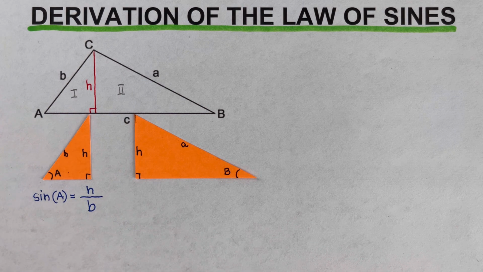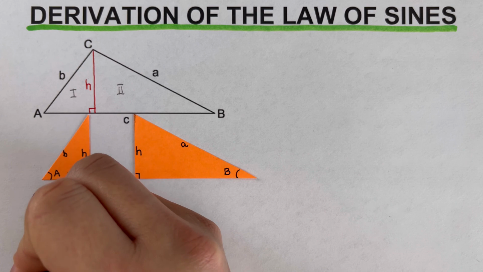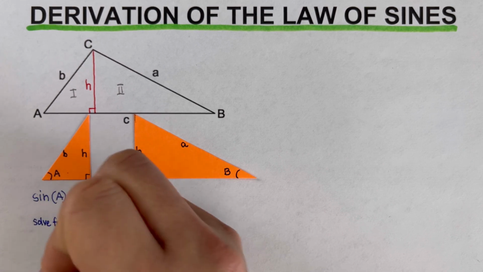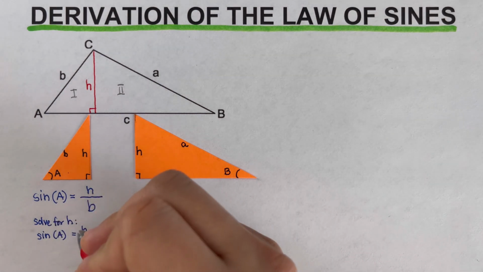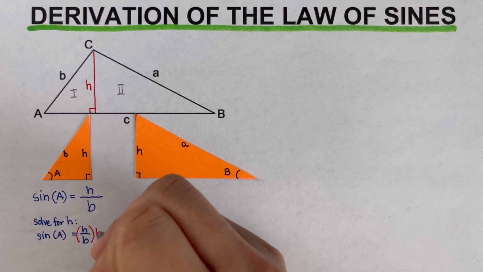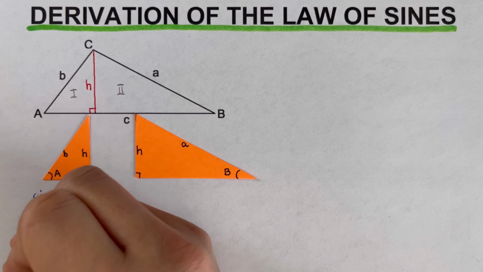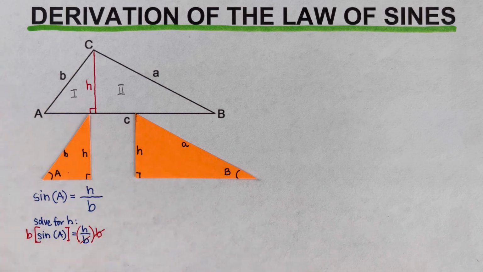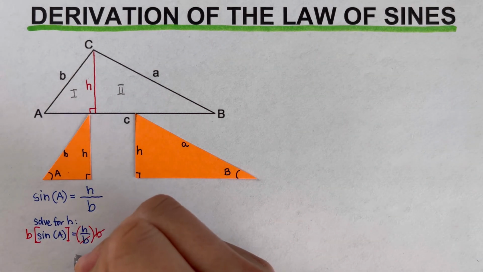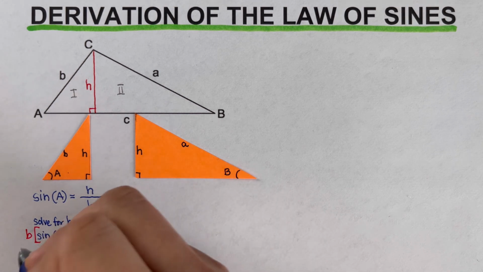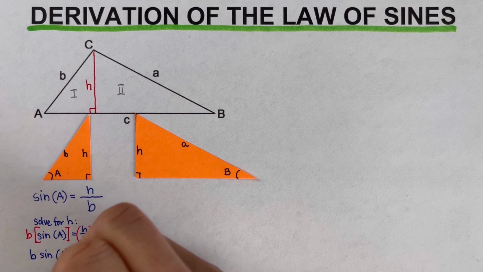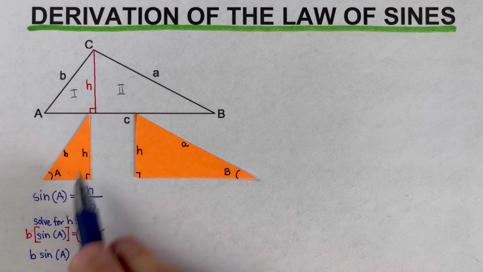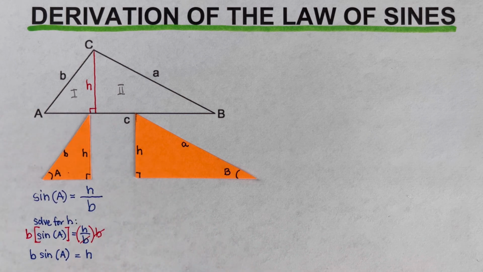Now, we are supposed to solve for H. To solve for H, we are going to multiply both sides by B so that we have H left on this side. We multiply this by B and we multiply the left side as well by B. So we can cross the B out, and we are left with H. We can write this as H is equal to B sine of angle A. This is the equation to solve for H using the first triangle, the triangle on the left.